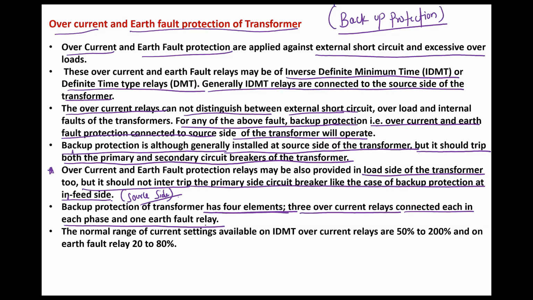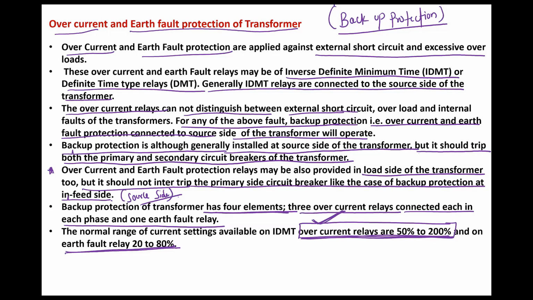The last point is the overcurrent settings, which generally are between 50% to 200%. We already studied this point in overcurrent relays, and earth fault settings will be from 20% to 80%. Always the overcurrent setting is higher and the earth fault current setting is lower, which we already know. So this is the range of those values.